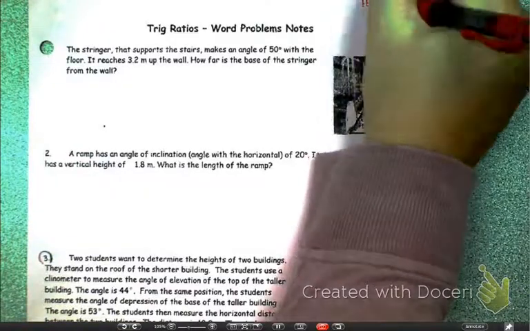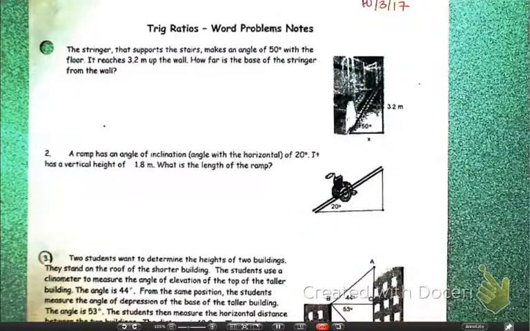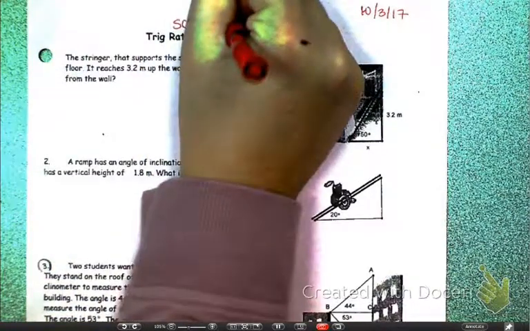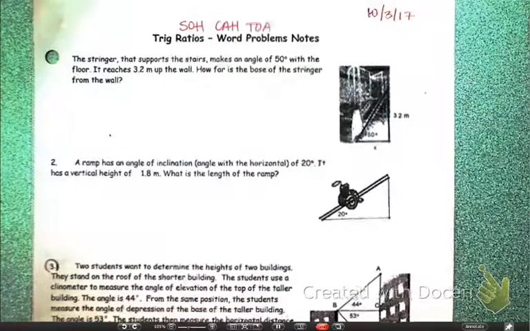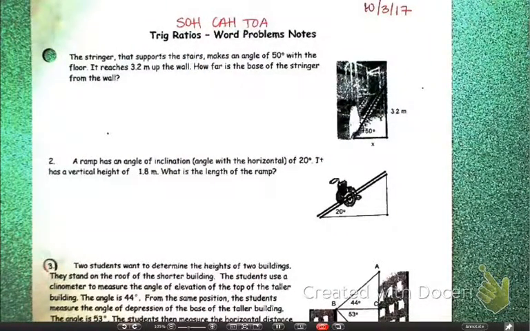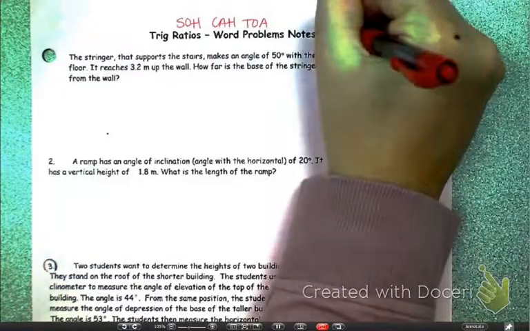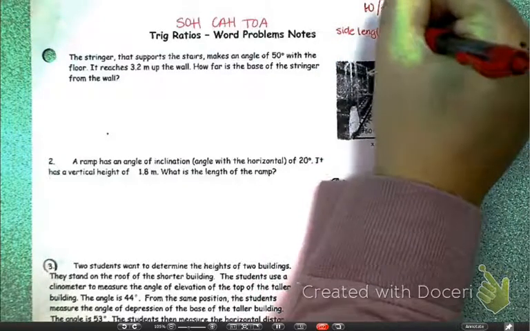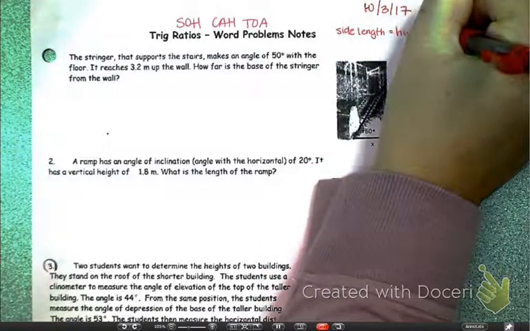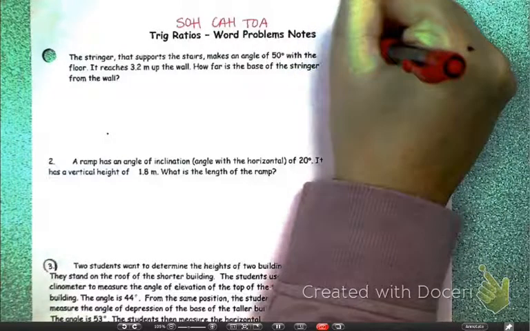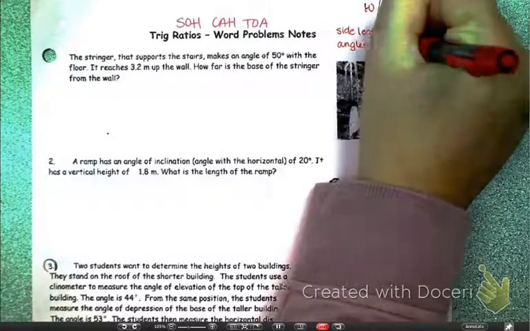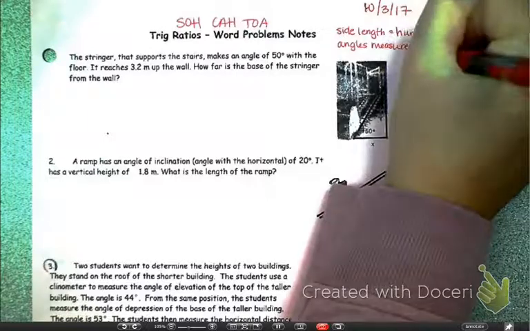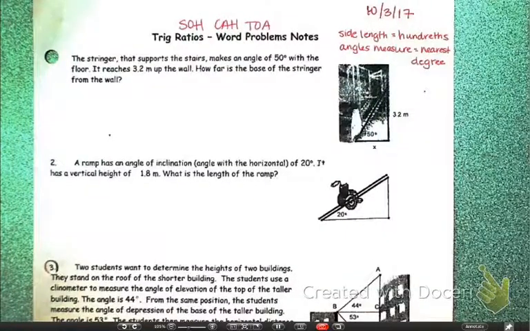Okay, so you can label your sides. So first things first. SOHCAHTOA is still in effect. I like to have it. You don't need to write it if you don't want to, but it's nice to have. If we end up solving for a side length, just so you know, we're going to round to the hundredths. And if we're solving for an angle measure, we're going to round to the nearest degree. Because I don't think it says that in any of the directions, but that's just going to be our rule of thumb.